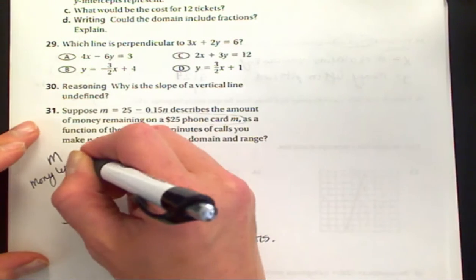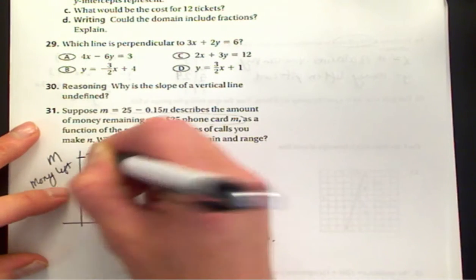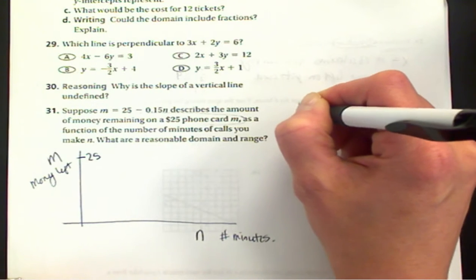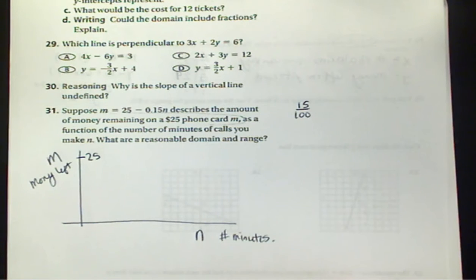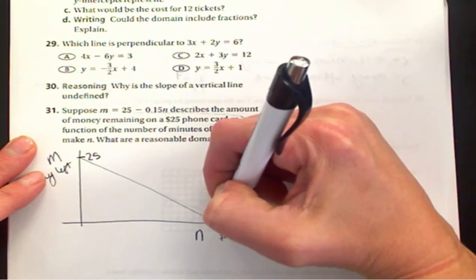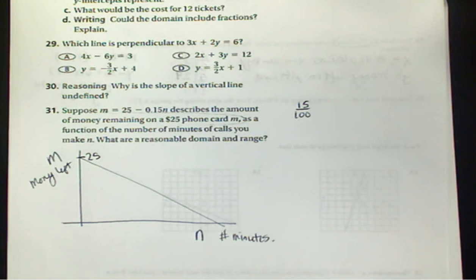So 25, okay, and my slope is negative. Now that's 15 over 100 if you were thinking of counting slope. Just think about how far over you're going to have to go to get down to 0. But notice this is not necessarily to scale, but I do know it's a negative slope.